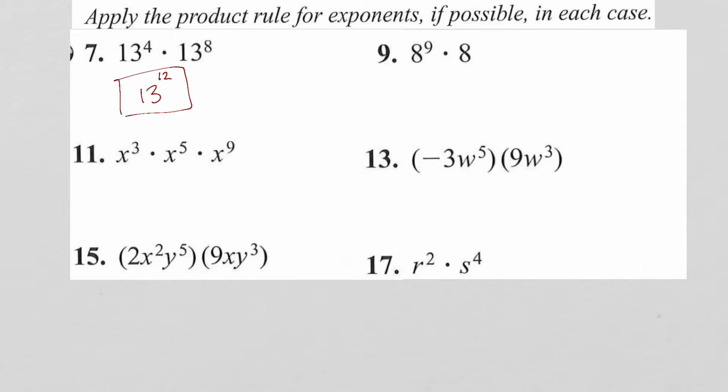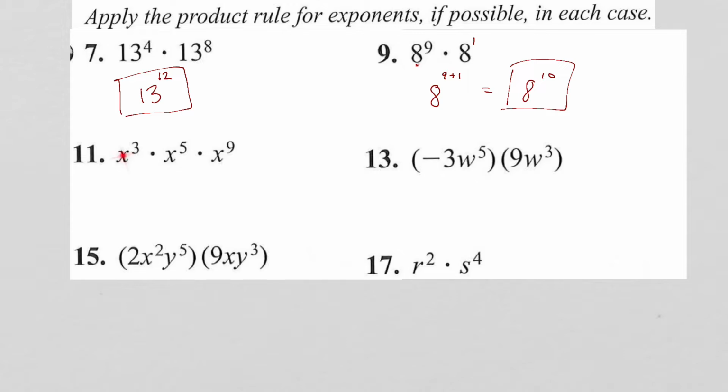Okay, now we have 8 is the base, and this is like 8 to the 9 times 8 to the 1. So remember, the base stays the same, and you just add the exponents. So this is 8 to the 10th power. And again, we're going to leave that in exponential form.